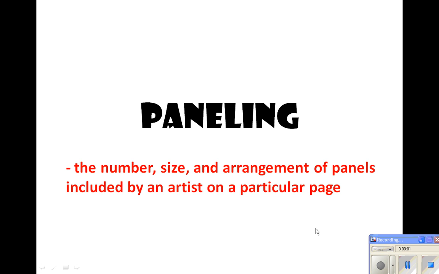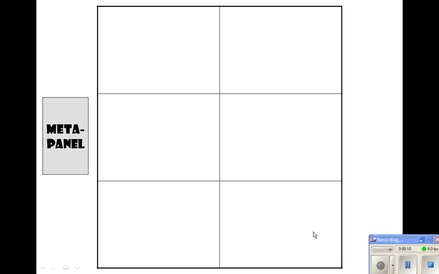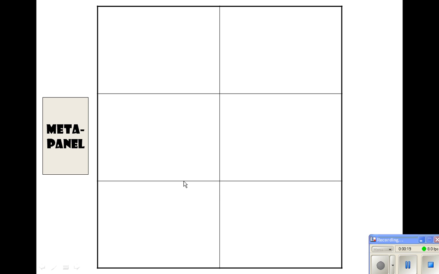A third concept to consider is that of paneling. Paneling includes the number, size, and arrangement of panels that an artist decides to put on a particular page. So if you think about it, the page itself is one big panel that's divided into any number of smaller panels. In this case, 1, 2, 3, 4, 5, 6.